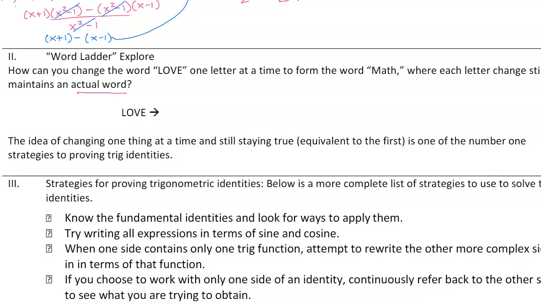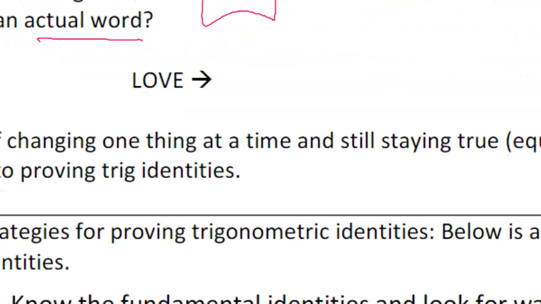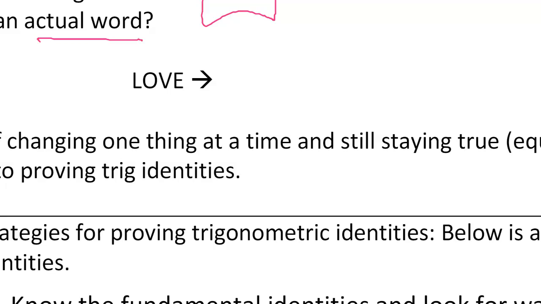The idea of changing one thing at a time and still staying true, equivalent, is one of the number one strategies to proving trig identities. So we still need to maintain the original truth of our original statement. But we're doing it one step at a time to get to our end result of math. We're starting with love and changing a letter at a time to form the word math. So there's many ways you could do this. There are many, many words in the English language.